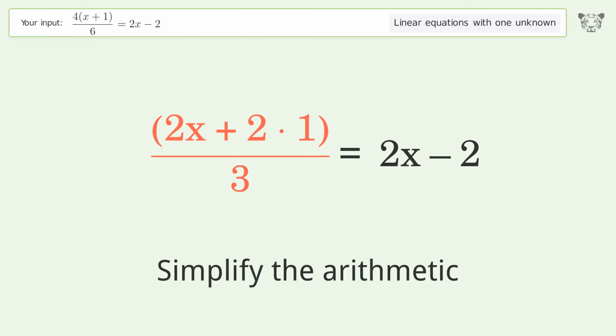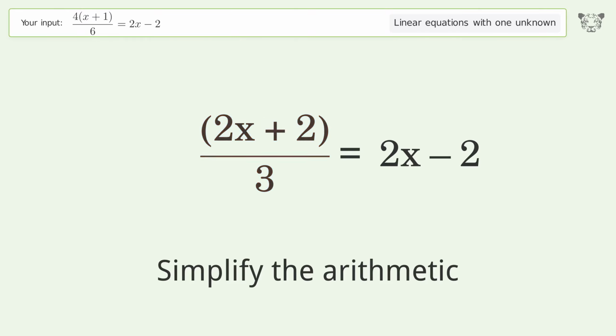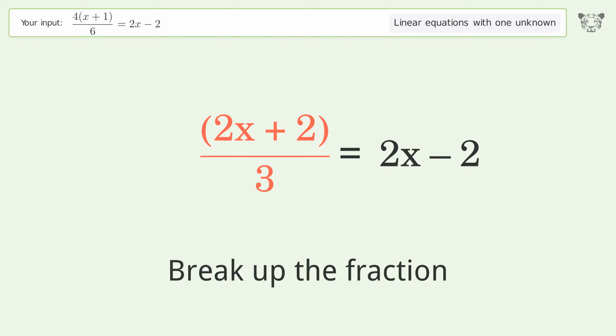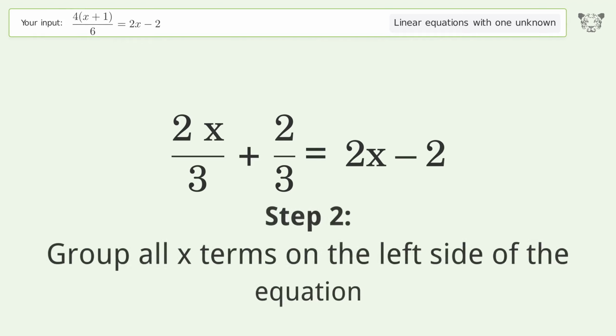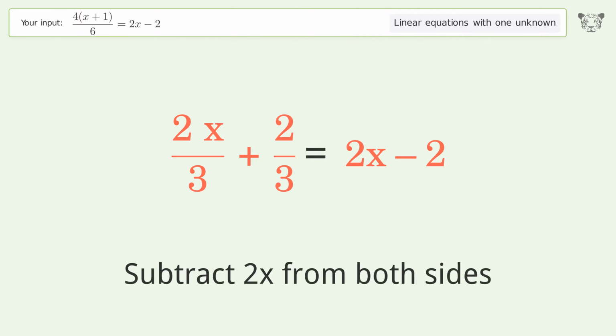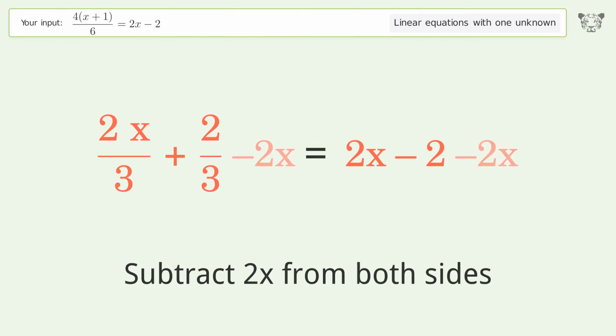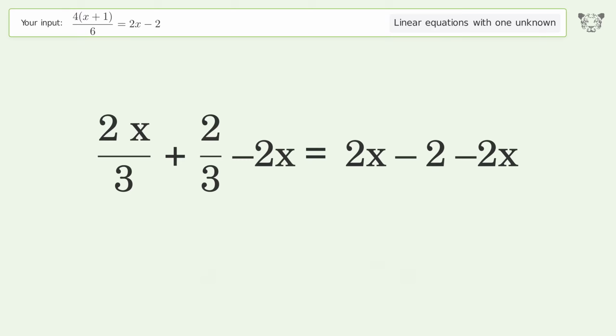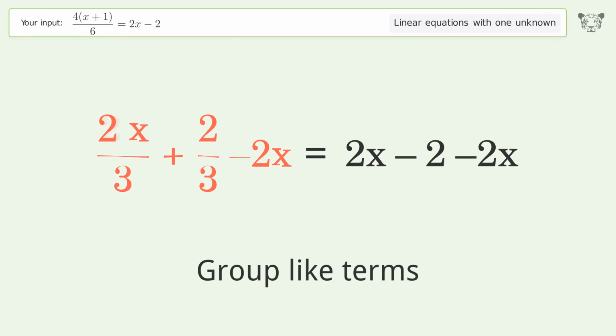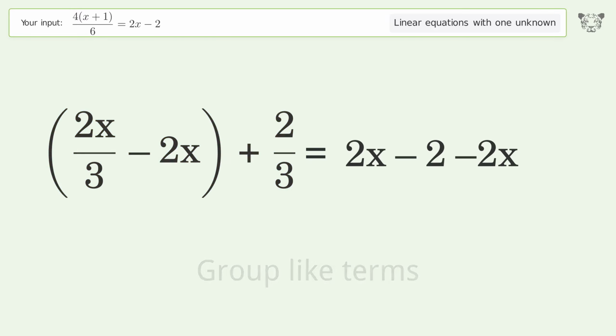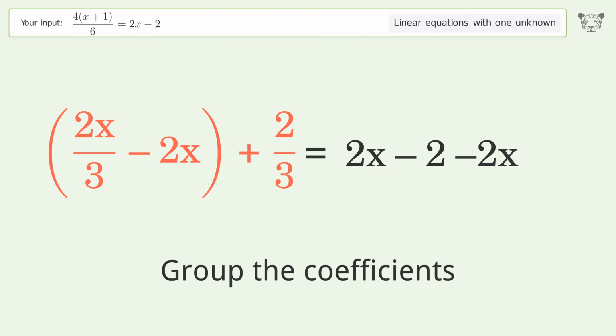Simplify the arithmetic. Break up the fraction. Group all x terms on the left side of the equation. Subtract 2x from both sides. Group like terms. Group the coefficients.